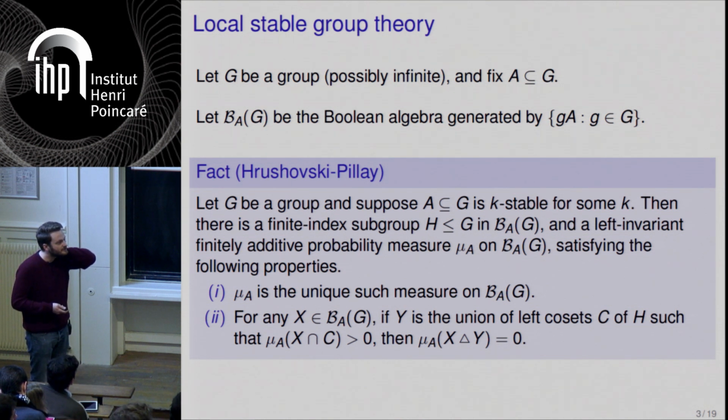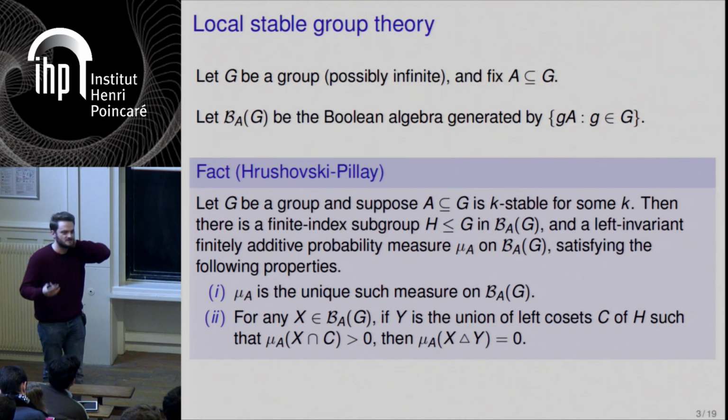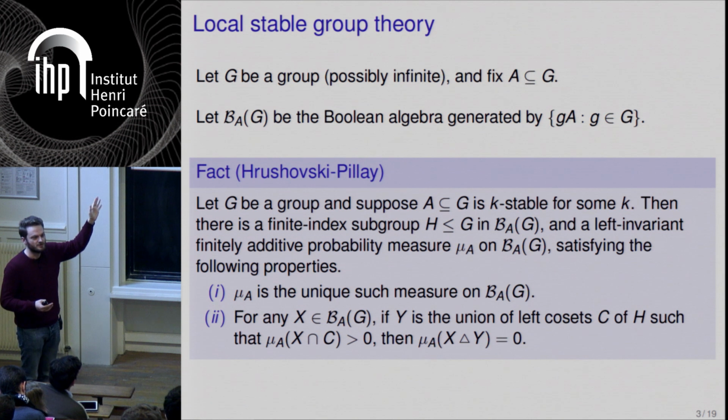Sorry? Yeah, the condition is just that A is stable. Yeah, but I didn't define that. So stable means k-stable for some k. Again, the k does not show up in this. I just need stable for some k.